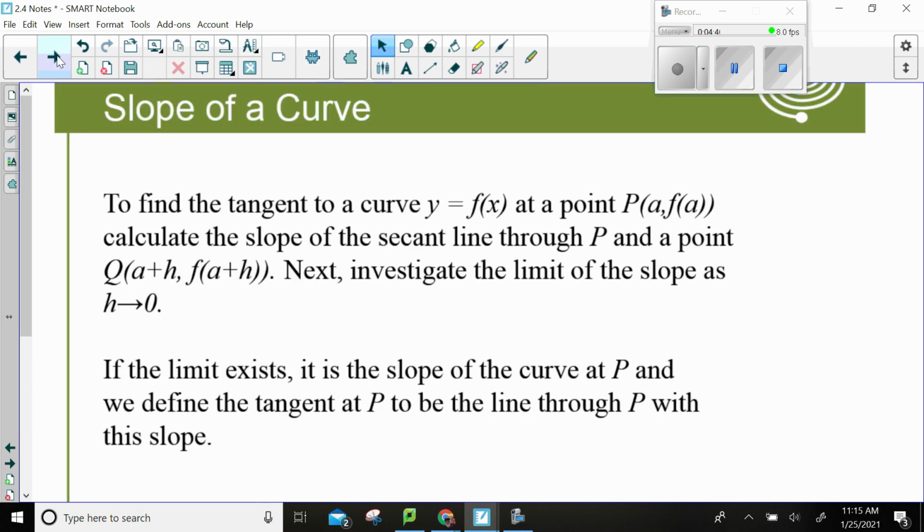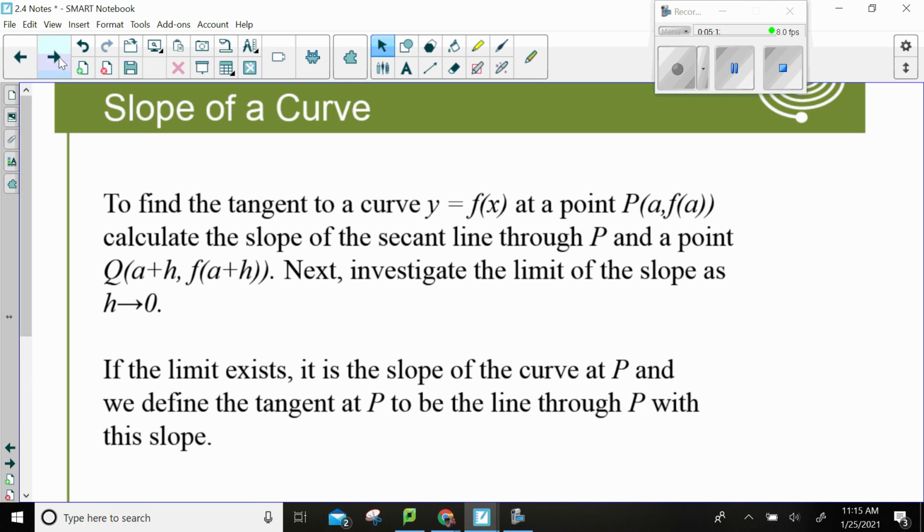The slope of a curve. To find the tangent to a curve at a point, calculate the slope of the secant line through P and a point a little bit bigger than P, or a little bit smaller, depending on if h is positive or negative. Next, investigate the limit of the slope as h approaches 0. So as that value gets closer and closer to your original, what's the slope? If the limit exists, it is the slope of the curve at P, and we define the tangent at P to be the line through P with this slope.